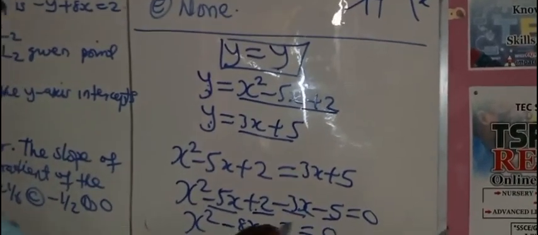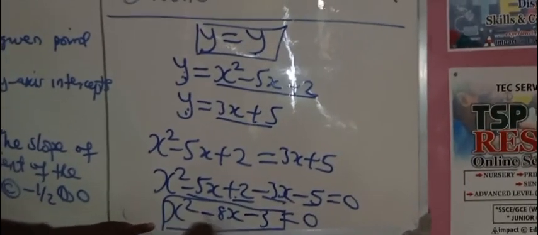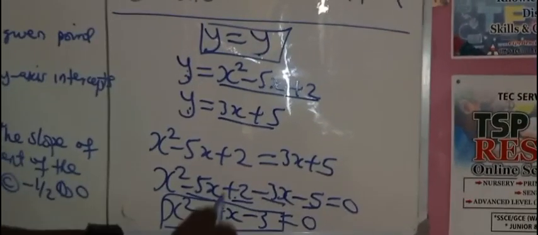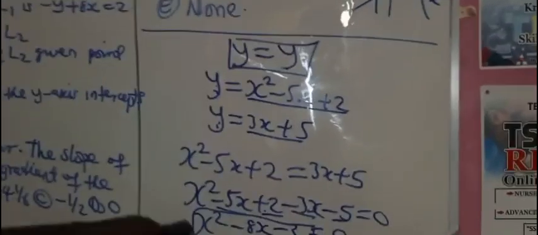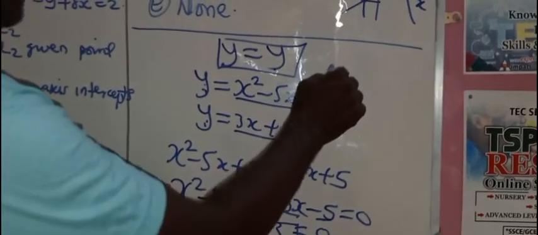Now, you will solve this quadratically. You can use the almighty formula. You can also use the breaking the middle term method, if it is the type that you can factorize. You know I told you about breaking the middle term method. You use that, or you use the almighty formula.